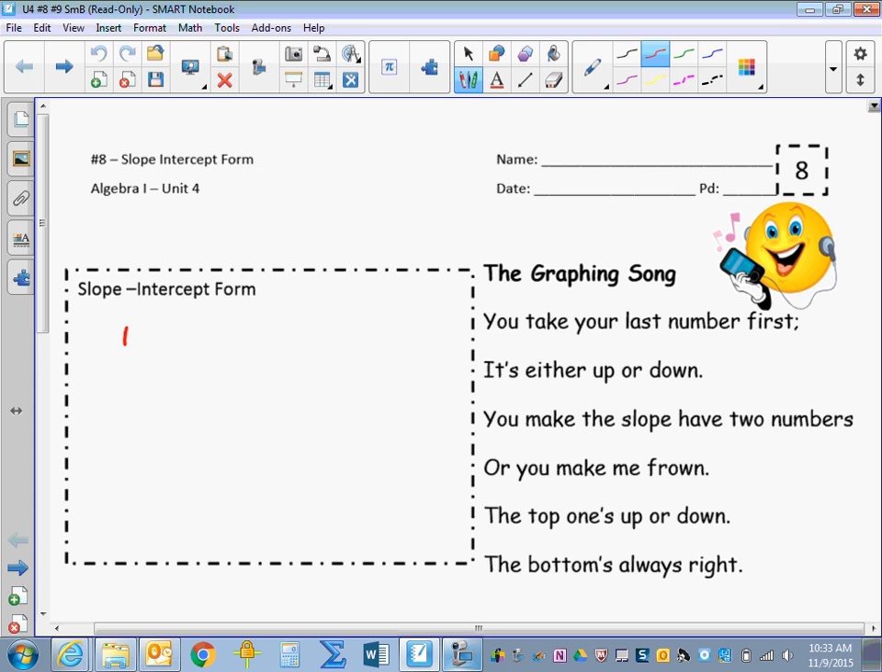Our slope-intercept form is y equals mx plus b. Remember seeing that? We were able to find our slope by putting the equation in slope-intercept form and looking at the number right in front of x. So I want everyone to be writing this down. Y equals mx plus b. My m, that is my slope.